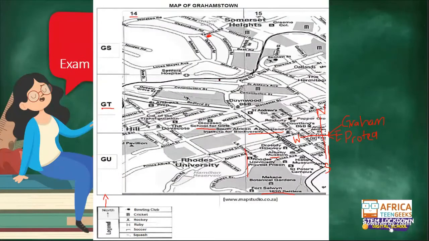Okay, there's Somerset Heights, just in case you did not see. And Outlands, there's Outlands. So the question is, give the general direction of Somerset Heights with reference to Outlands. That's my question.